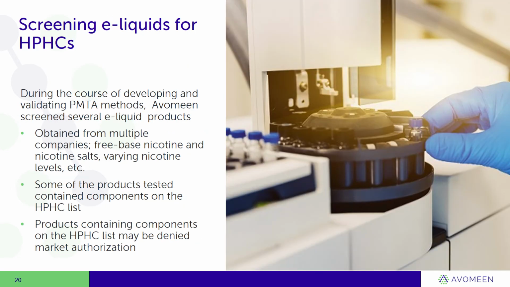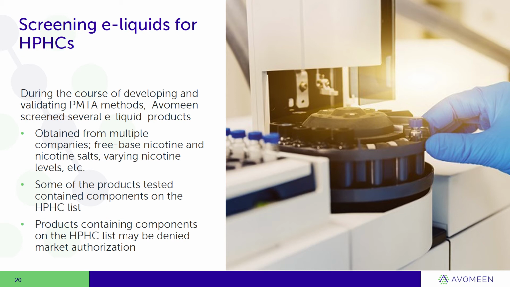Screening of e-liquids for HPHCs. During the course of developing and validating Avomeen's own PMTA analytical methods, Avomeen screened several e-liquid products. So what we did was we obtained samples from various e-liquid shops or vape shops around town, in both free-base nicotine and nicotine salts at varying nicotine levels. We took a random sampling of all the different types of e-liquids that could be sold on store shelves.